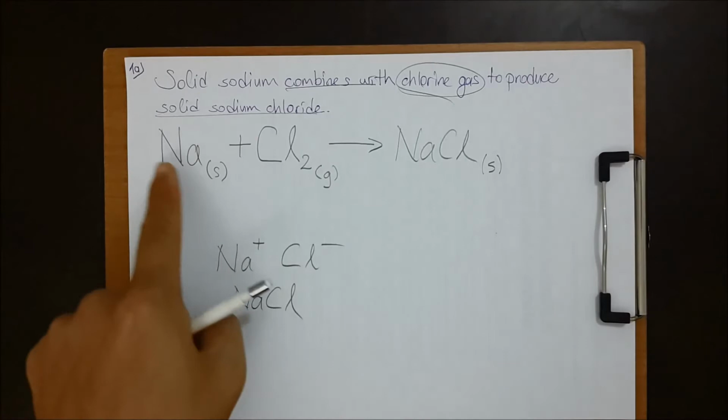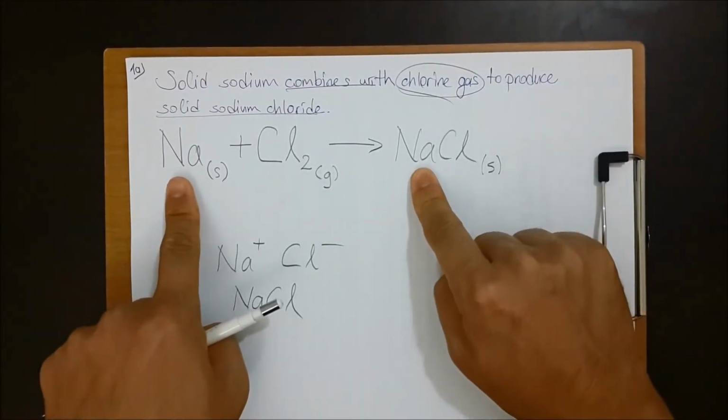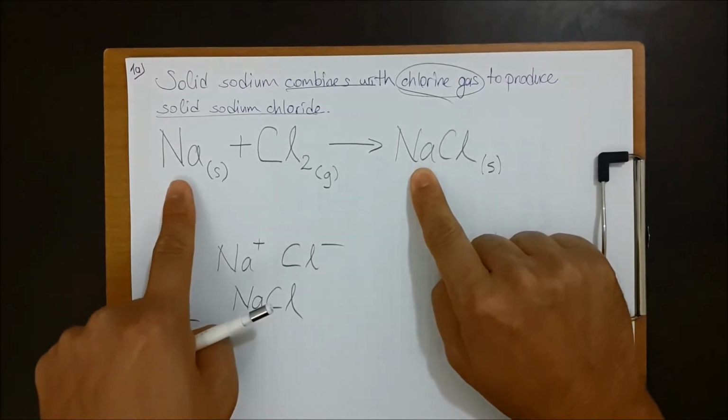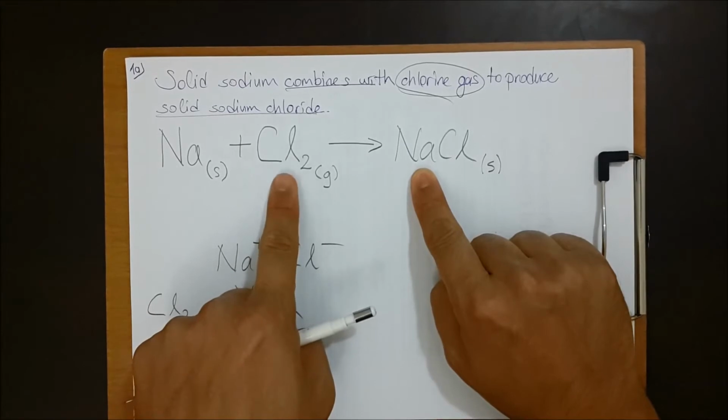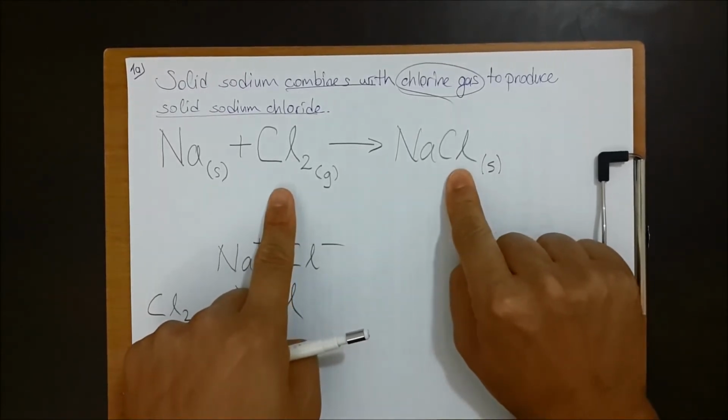Okay, let's count the number of atoms step by step. On the reactant side, I have 1 sodium atom. On the product side, I have 1 sodium atom. Here there is no problem, I think, with the number of sodium atoms on both sides. But the problem is with chlorine. I have 2 chlorine atoms on the reactant side, 1 chlorine atom on the product side.